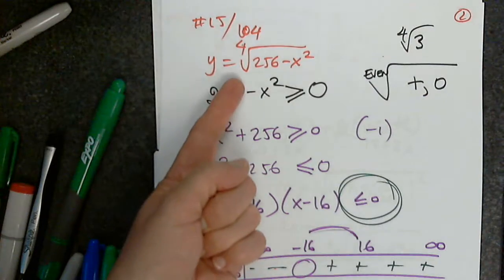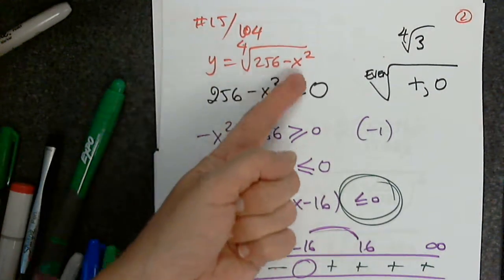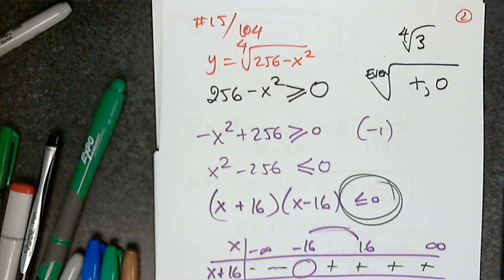So then the discussion went from the concept of the domain to the 4th root. What do we do with the 4th root? Okay, the quantity under the 4th root cannot be negative. So the quantity must be greater than or equal to 0. And that eventually gave us the domain.